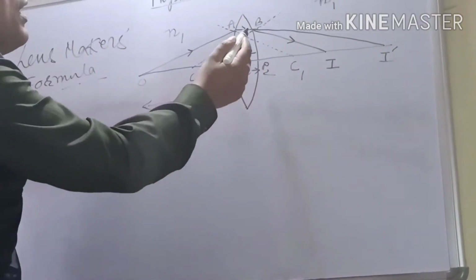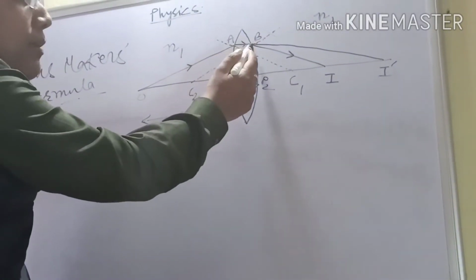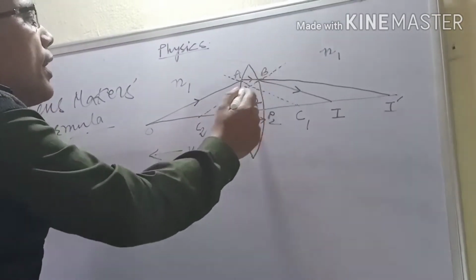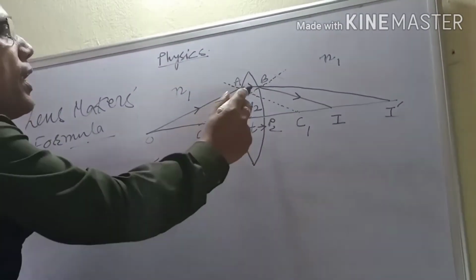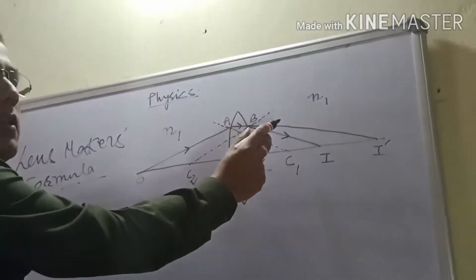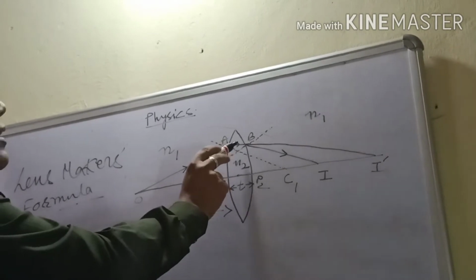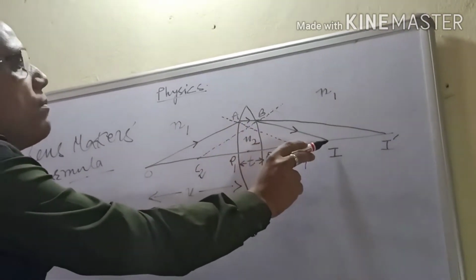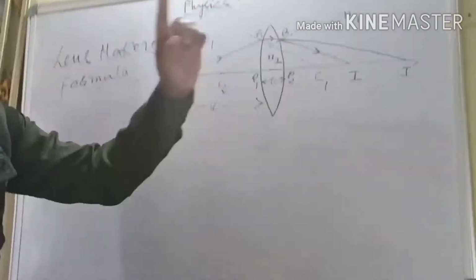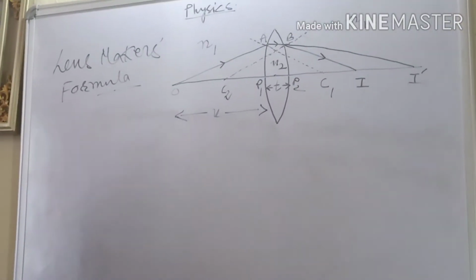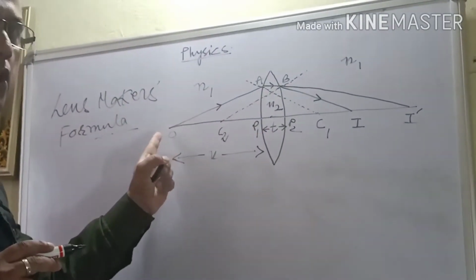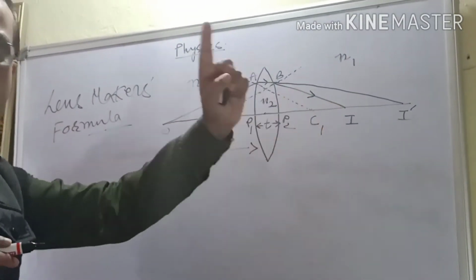So a second refraction will take place at the point B. Here I have joined B to C2. You follow this dotted line; this is the normal. Here again refraction will take place, and light is going from the denser medium into the rarer medium. So it will be bent again, and finally the ray of light meets at the point I. So I is the position of the image formed due to refraction by the lens, O is the object and I is the final position of the image.